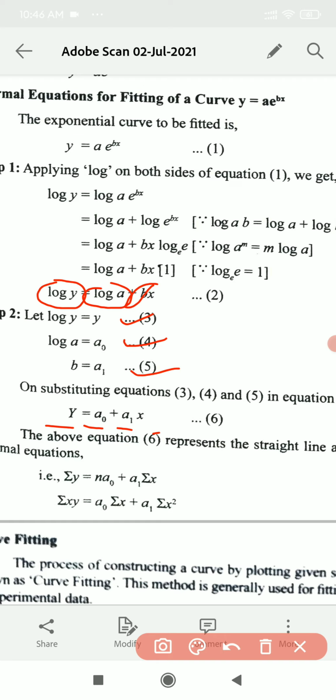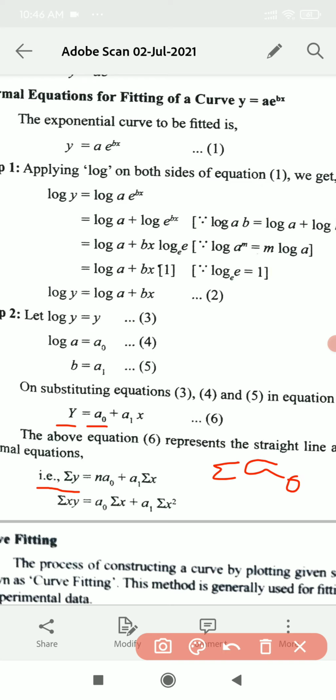Then, students, for the first equation you are going to put summation on both sides, left hand side as well as right hand side. So the first equation will be summation y. Understand this, students. You have summation y, and you write summation a naught, i equal to 1 to n.